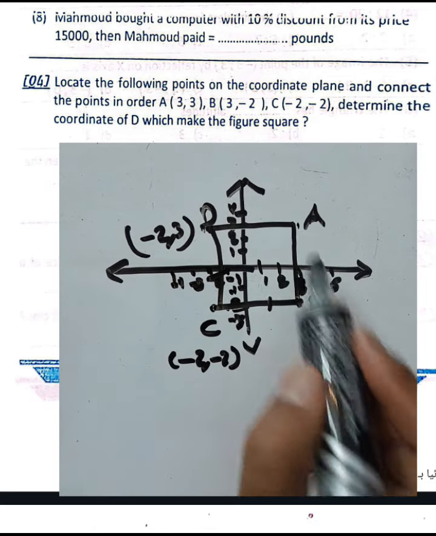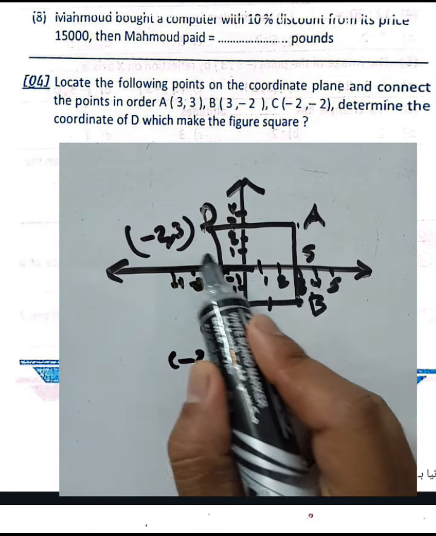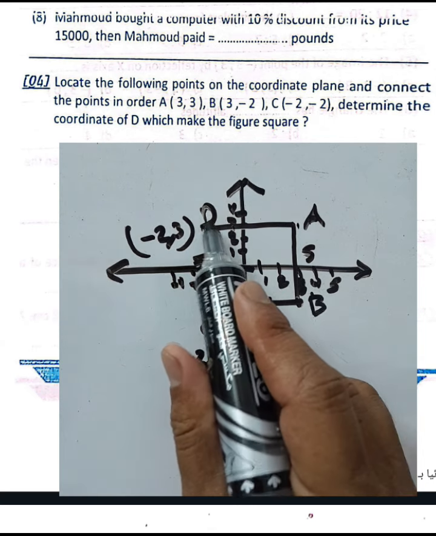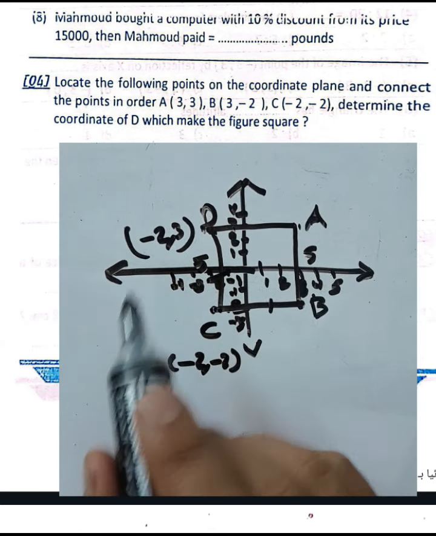The distance between E and B will be 3 plus 2, 5 units, and here 5 units. Then the coordinates of the point D will be -2 and 3.